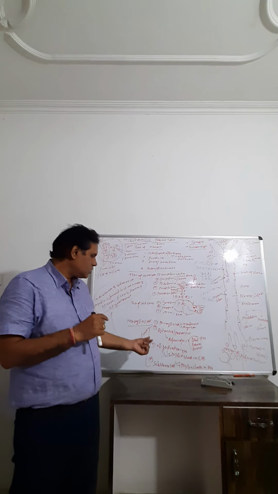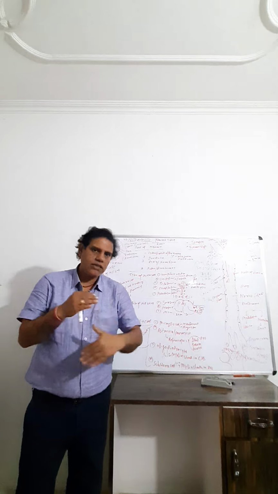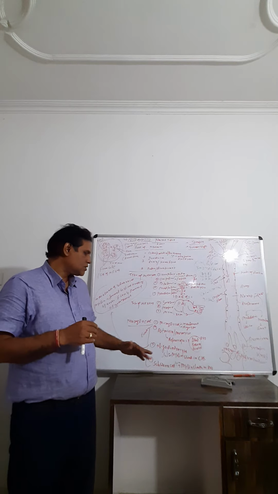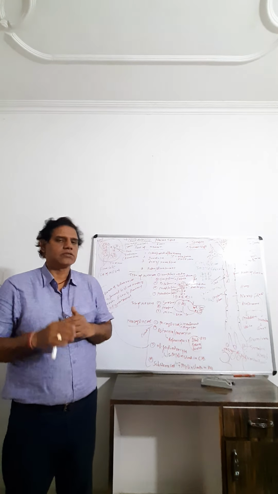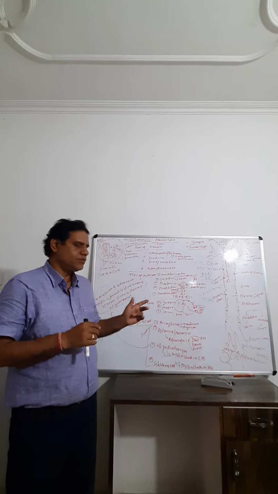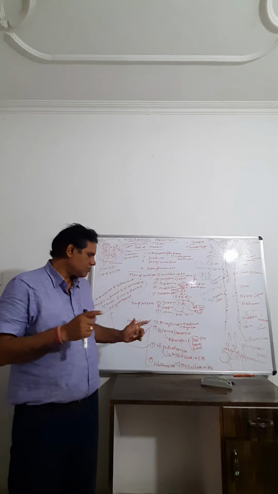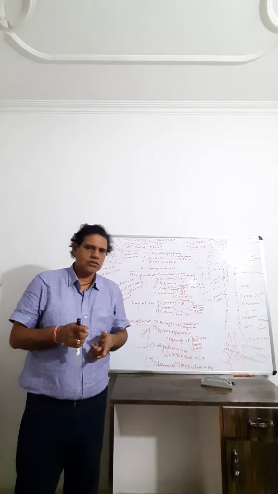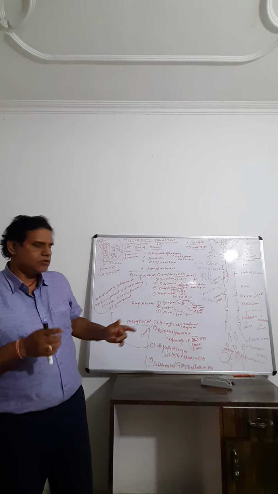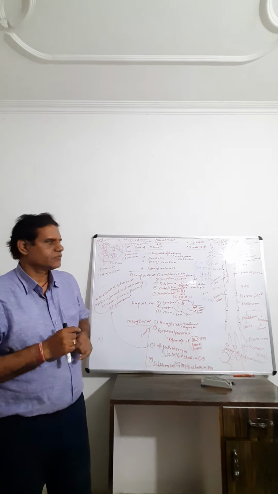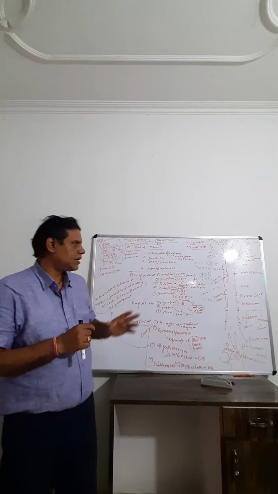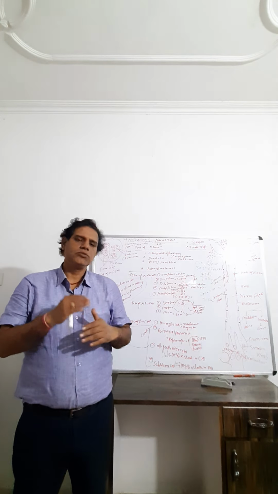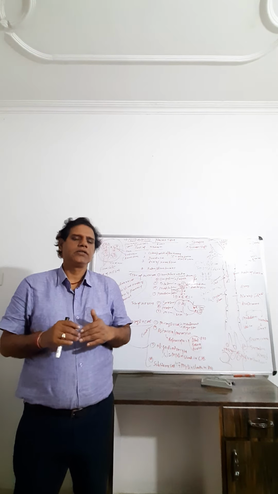Oligodendrocytes form myelin sheath in the CNS, but Schwann cells form myelin sheath in the PNS. So this is a very important difference. And these nerve fibers are of two types. One is myelinated, another is non-myelinated.